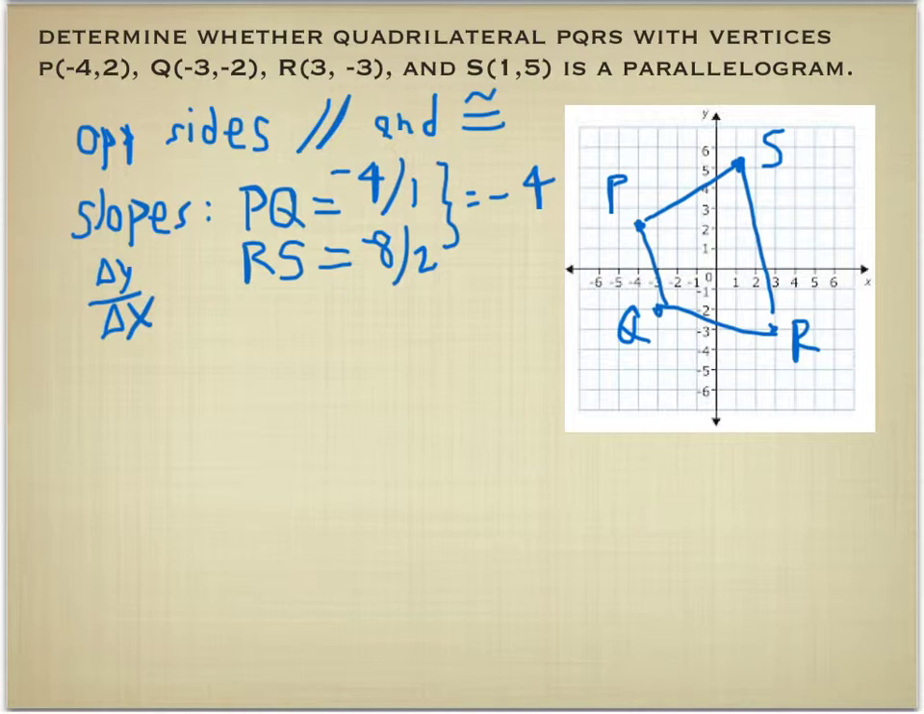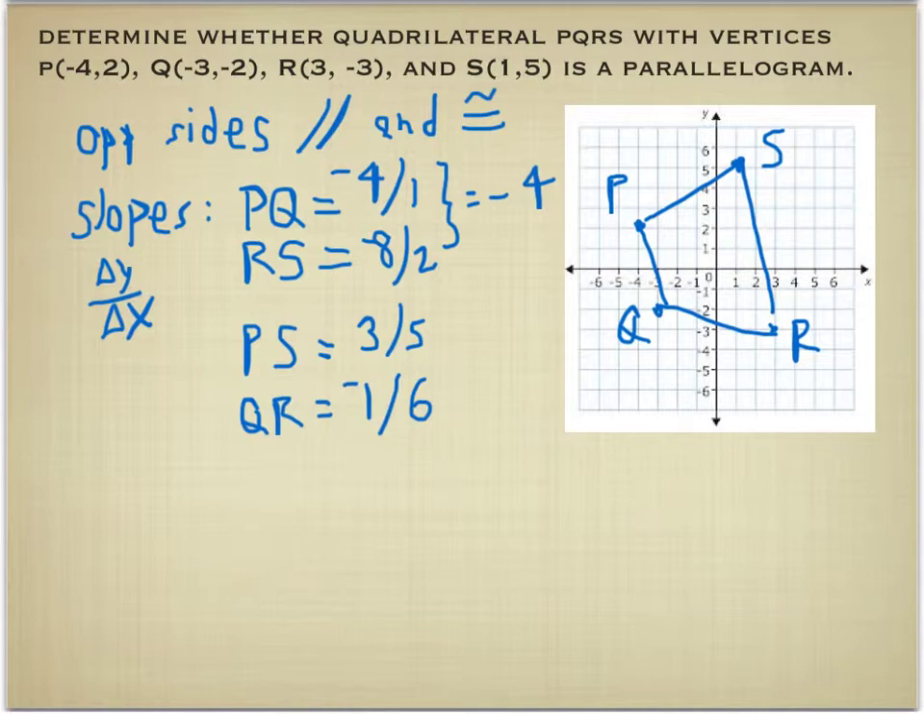However, I think you can see that PS and QR are not going to be just looking at our diagram, but let's verify that with our coordinates. So from P to S, looks like my change in Y there will be 3 from 5 to 2. And my change in X from 1 to negative 4 is 5. It's going to be a positive slope like that. And then finally from Q to R, my change in Y will be 1. And my change in X is 6. That looks like that's going to be a negative slope. Clearly these are not equal. So I'm going to say that this for sure is not a parallelogram.